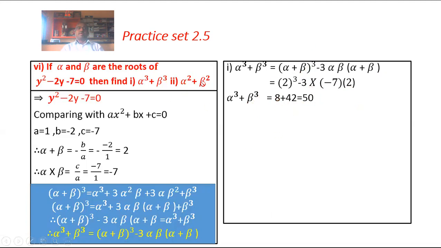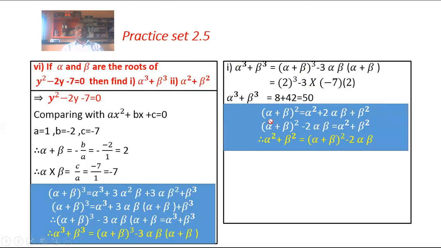Second, to find alpha square plus beta square. First, to obtain the formula. We know that alpha plus beta bracket square is equal to alpha square plus 2 alpha beta plus beta square. This plus 2 alpha beta term goes on the LHS side, then you get alpha plus beta bracket square minus 2 alpha beta is equal to alpha square plus beta square. Hence, we get the formula alpha square plus beta square is equal to alpha plus beta square minus 2 alpha beta.